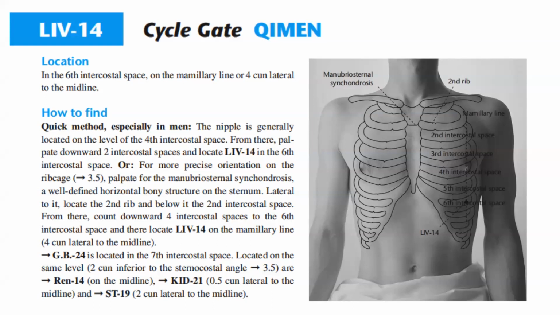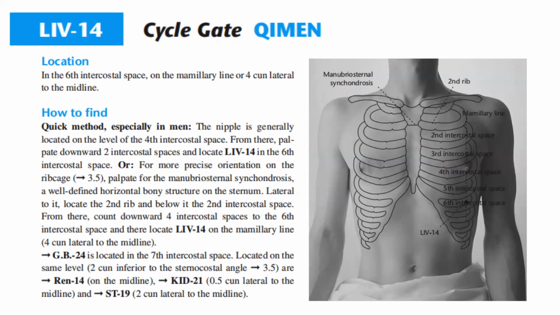Or, for more precise orientation on the rib cage, palpate for the manubriosternal synchondrosis, a well-defined horizontal bony structure on the sternum. Lateral to it, locate the 2nd rib and below it, the 2nd intercostal space. From there, count downward 4 intercostal spaces to the 6th intercostal space, and there locate Liver 14 on the mammillary line, 4 cun lateral to the midline.